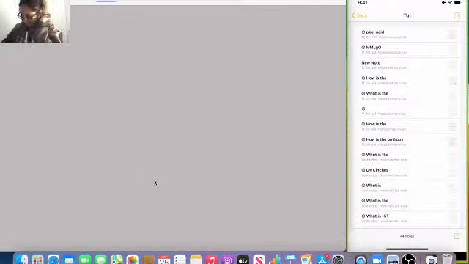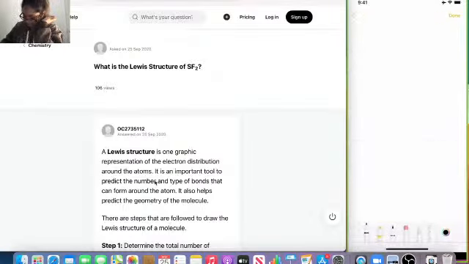Okay, so our eighth question says, what is the Lewis structure of SF2? Okay, so a Lewis structure is a graphic representation of the electron distribution around the atoms of a compound. So it is an important tool to predict the number and type of bonds that can form around the atom. It also helps to predict the geometry of the molecule as well.